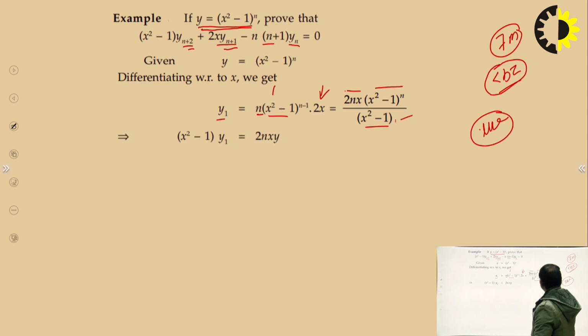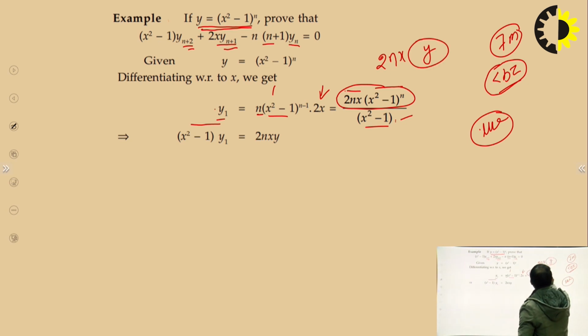We can transfer this denominator from the right to the left side. It looks like this: x squared minus 1 with y1, okay? Then what is happening here basically? You see, this is 2n of x, and the rest of the term, which is x squared minus 1 raised to power n, is given to you as y. So I can transfer this term into y, and it looks like this.